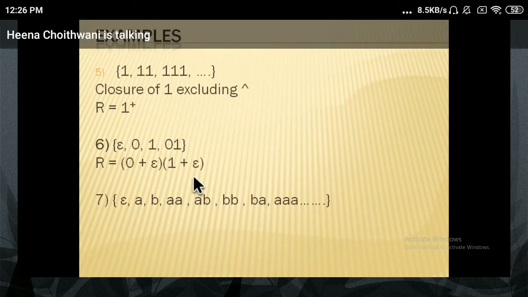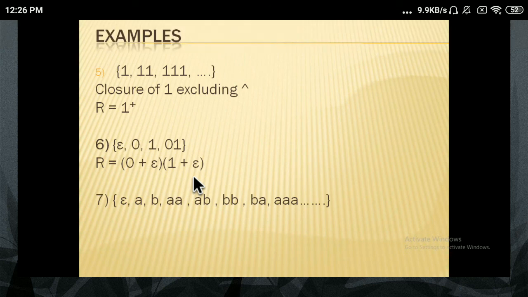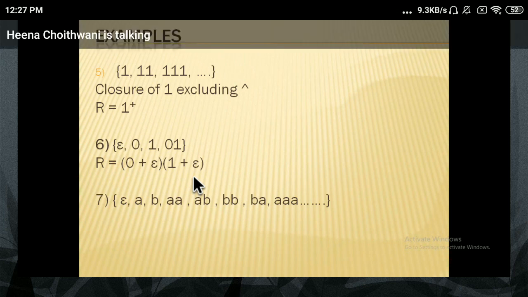When we say (A+B)*, we'll be taking the star closure of the union of A and B. Check here. Is it clear?